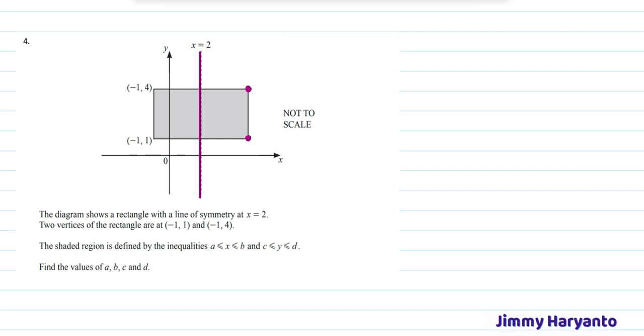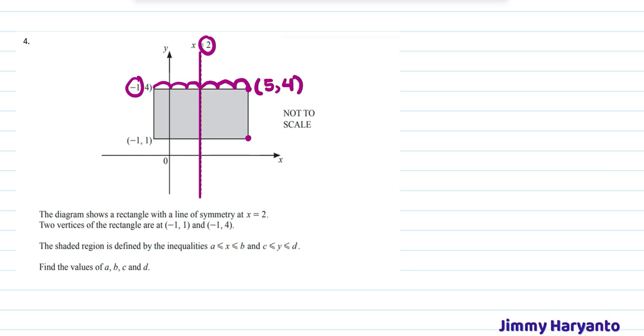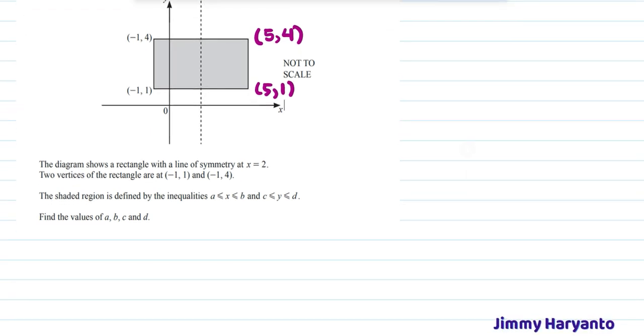So first, I want you to find the distance from negative 1 until 2. 1, 2, 3. There are 3 steps from negative 1 until 2. That means from the 2 to the other point, it will be 3 steps also. So this one will be (5,4). The y is still the same because it's on the same level. Yeah, 4. Next is this one, the same. That means this one will be (5,1). Okay, that's it. That is how to determine the vertex.